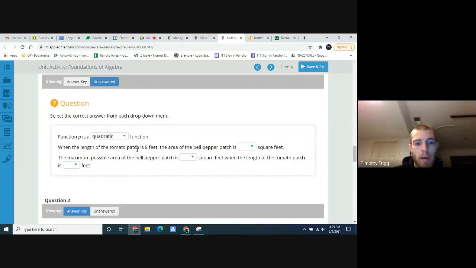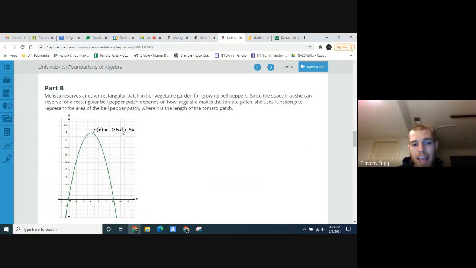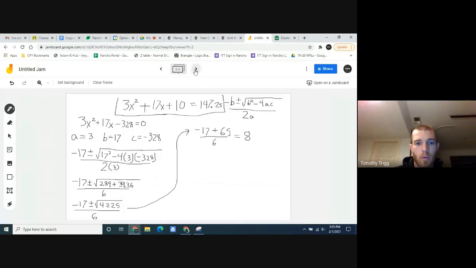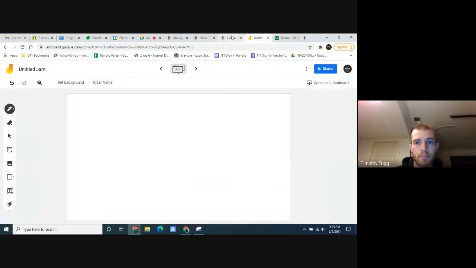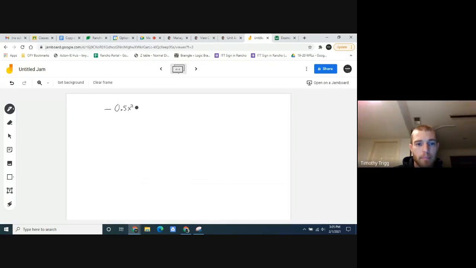When the length of the tomato patch is 8 feet, the area of the bell pepper patch is... For that, we're going to replace x with 8 in this function here. So what will that look like? It'll be negative 0.5x squared plus 6x.